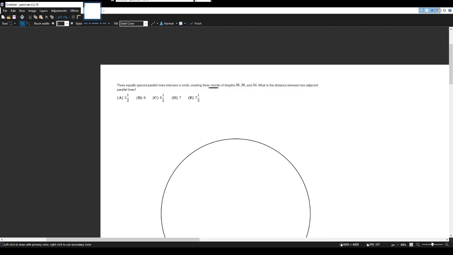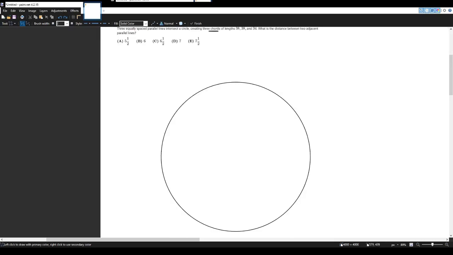So the key thing here I underline is chord. What is a chord? I drew a circle, by the way. This isn't part of the problem, but I just wanted to be prepared. A chord is any line that goes from one side of a circle to another, and it does not have to be a diameter. It does not have to pass through the middle. If you have something like this, that'd be the diameter of the circle, but a chord can be from any point to any other point. So we have three of those of length 38, 38, and 34.